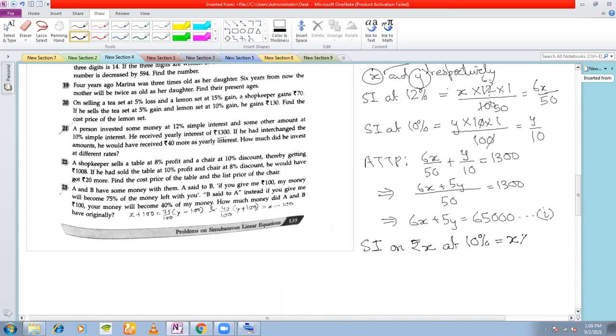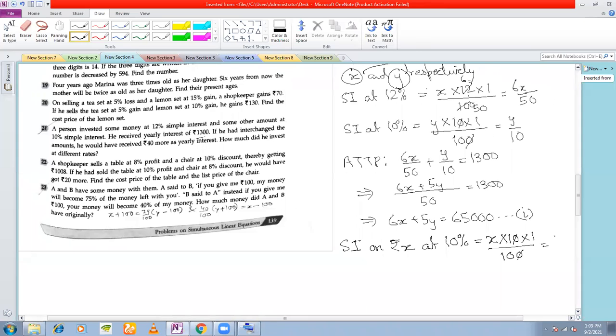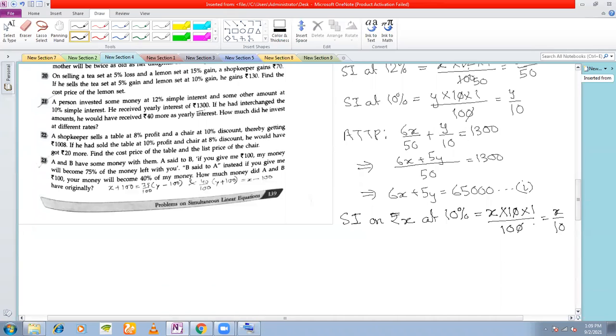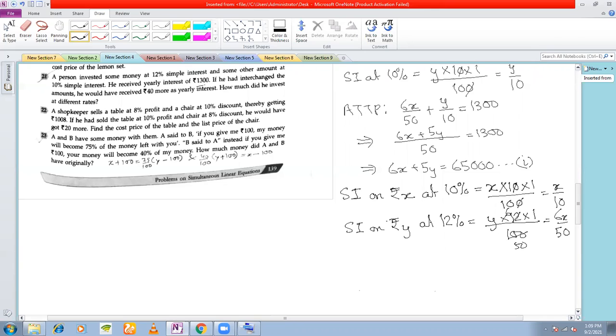So how much will he get? X into 10 into 1 divided by 100. He's getting X by 10 as interest. SI on rupees Y at 12%: Y into 12 into 1 divided by 100. So how much is the interest? You can cancel this with 6 and 50. You get 6y by 50. You can further cancel also, but let's leave it at that. 50 is a better denominator than 25.